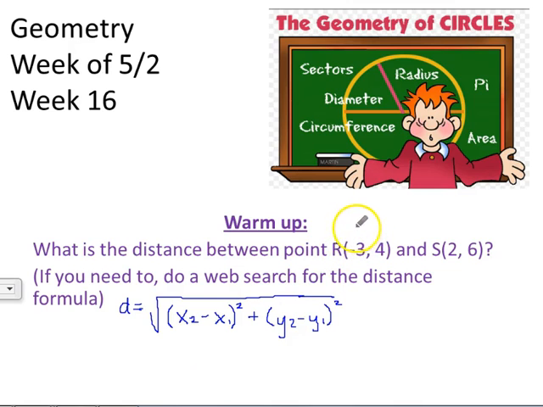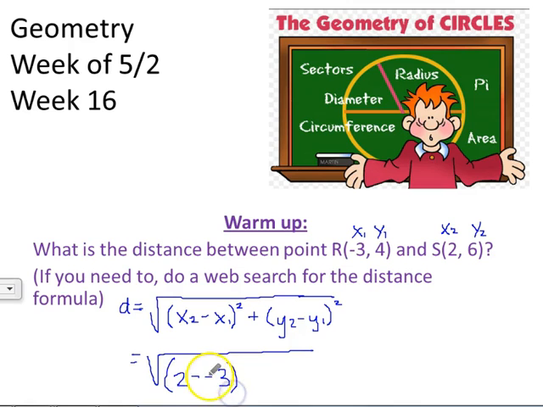So R, we'll call it our first coordinate. So -3 is our first x coordinate and 4 is our first y coordinate. 2 over here in the second coordinate is our second x coordinate, and 6 is our second y coordinate. So we're just going to plug those into the formula. So the second x coordinate is 2 minus the first one, which is a -3. So we do have a double negative in there because we're subtracting the -3, and then we'll square that, and then we're going to take the second y coordinate, which is 6, subtract from it the first y coordinate, which is 4, and we'll square that.